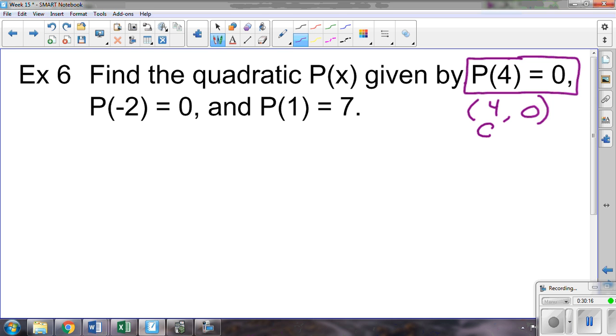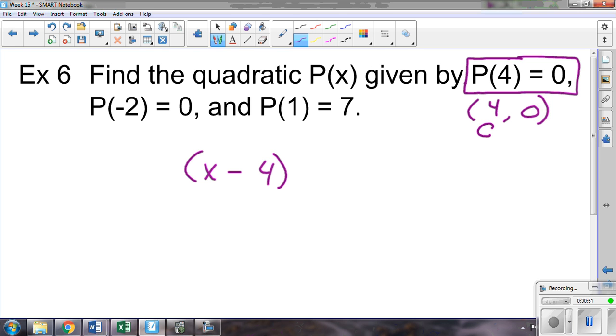It's not the x. Remember how earlier in the video I was talking about the difference between x as a specific number and x as a general variable? This 4 is not the general variable, it's the specific number. And the specific numbers are the factors that we're using. Having the criteria P of 4 equals 0 just tells us that we've got a factor.